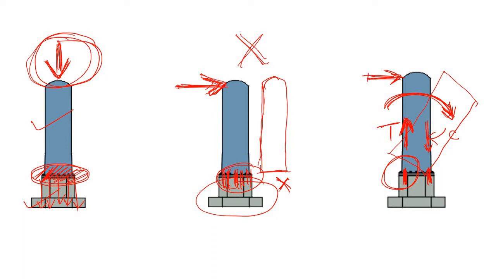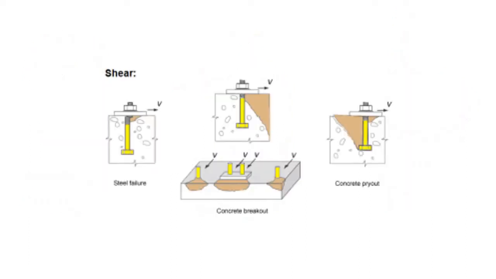So here you can see that we need to bother about two types of force. The first one is the tensile force, which is trying to uplift your vessel on one side. The second one is your shear force, the force which is causing the sliding of your vessel. To design your anchorage, you need to consider these two types of forces. First, consider the shear force.